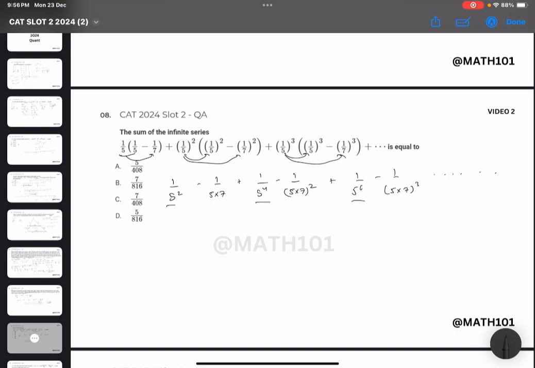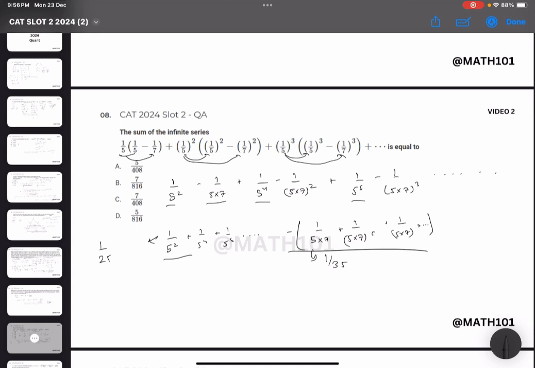Taking the positive values on one hand, we will get 1 upon 5 squared plus 1 upon 5 to the power of 4 plus 1 upon 5 to the power of 6, and so on. And on the other hand, the negative terms will be minus 1 upon 5 into 7, plus 1 upon 5 into 7 squared, minus 1 upon 5 into 7 cube, and so on. So we get two GPs. This one has common ratio of 1 upon 25, and this is 1 upon 35.